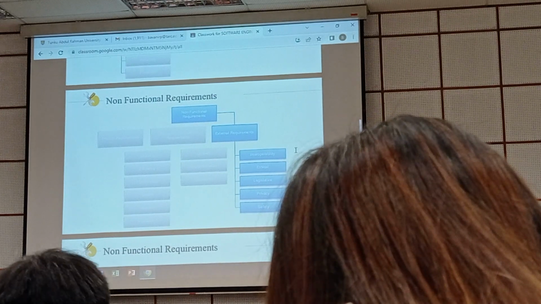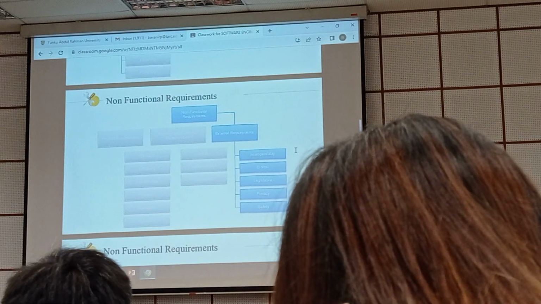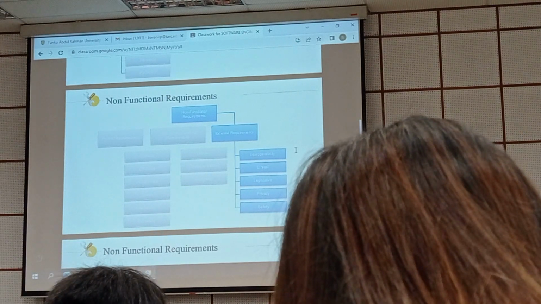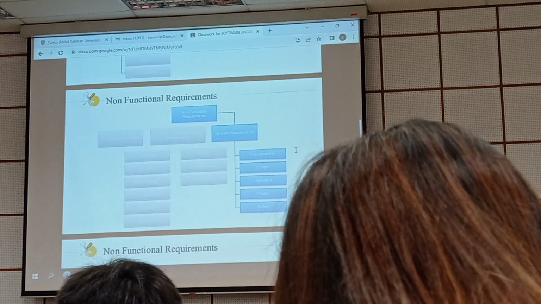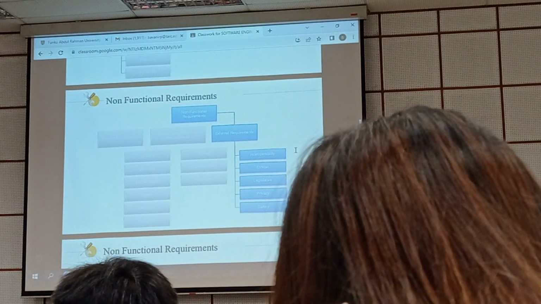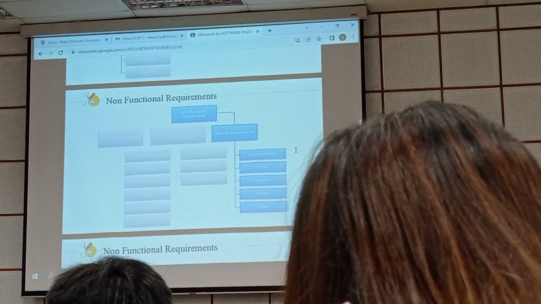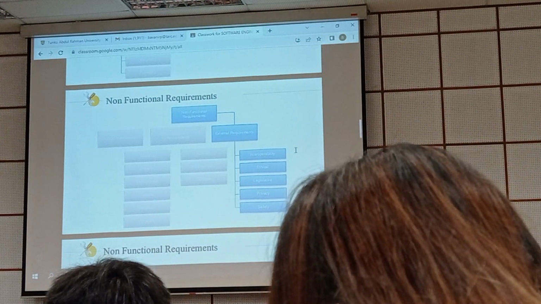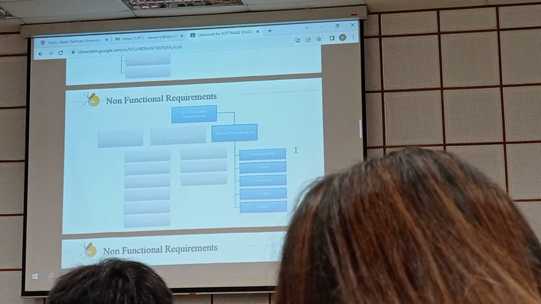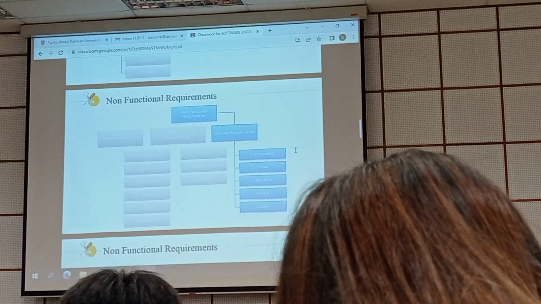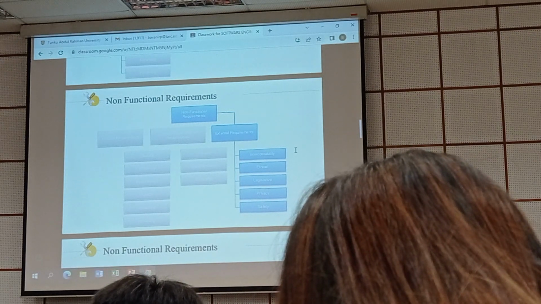Understand? So that is legal. You understand? So that is called an external requirement. That is not a requirement from the company. This is a requirement from the government, which everybody has to follow. You got it? Okay? Next is privacy.